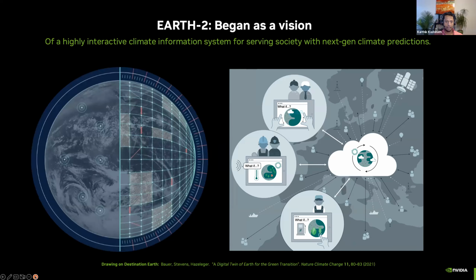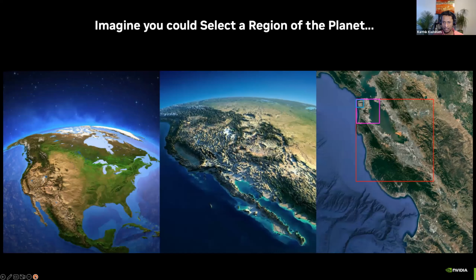So Earth-2 was very much inspired by Destination Earth project of the European Commission. It began as a vision of a highly interactive climate information system for serving society with next generation climate predictions. These are images from Destination Earth and a Nature climate change paper by Bjorn Stevens et al. That shows sort of what digital twins might look like in the future and why we need these high resolution climate information systems. So the idea is, imagine you could select a region of the planet.